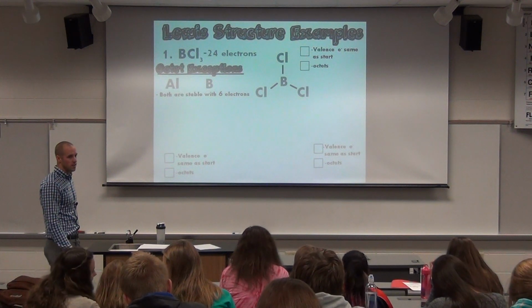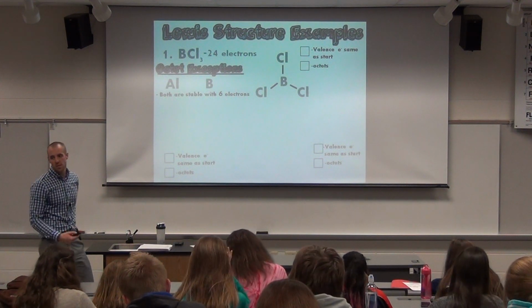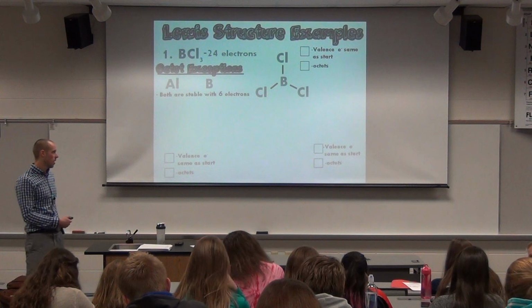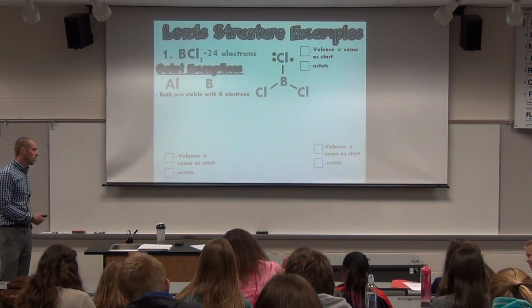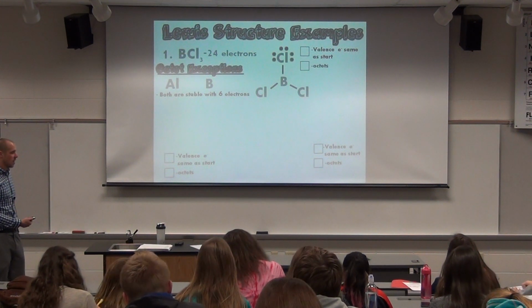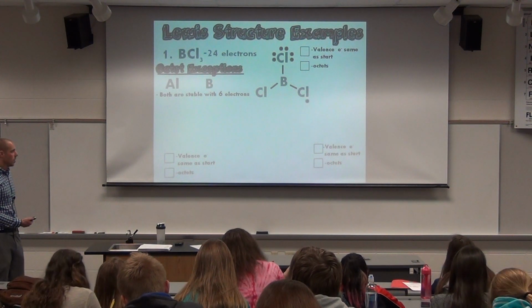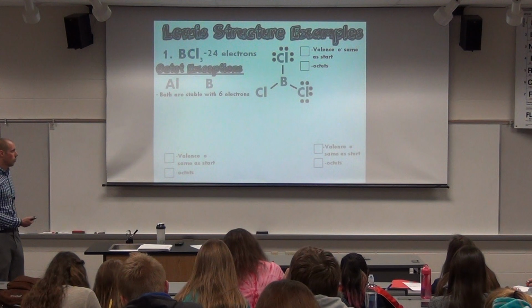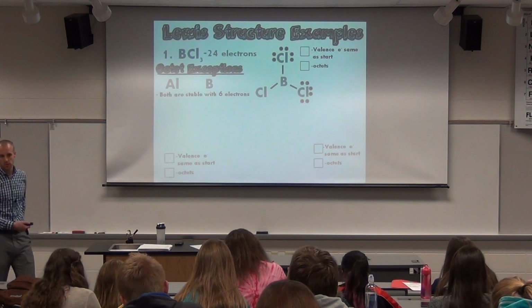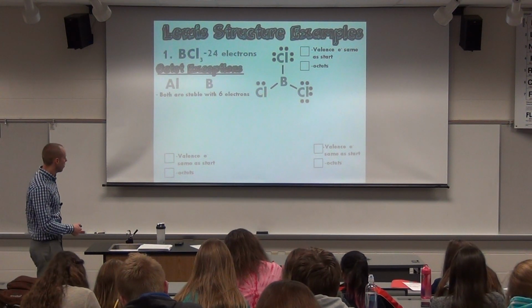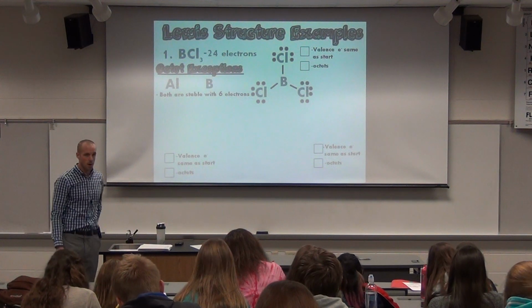So what do I need to do next? Always fill octets. So I need to make sure that I have enough electrons around chlorine to get that octet full. So now there's 2, 4, 6, 8 around that chlorine. Now there's 2, 4, 6, 8 around this chlorine. And finally there's 2, 4, 6, 8 around that chlorine.